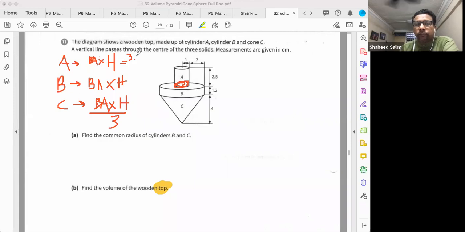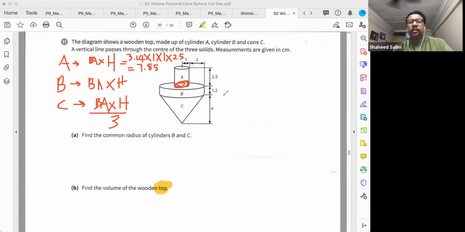3.14. This is the pi. R is 1. Radius times 1 times 1. And then times height 2.5. Don't divide by 3. Get your answer like that. So what is your answer? Let us see. Okay, 3.14 times 2.5. Your answer is 7.85. This is the first one.